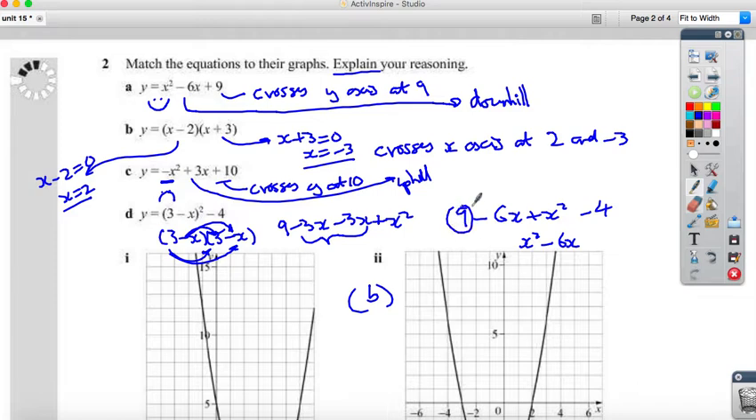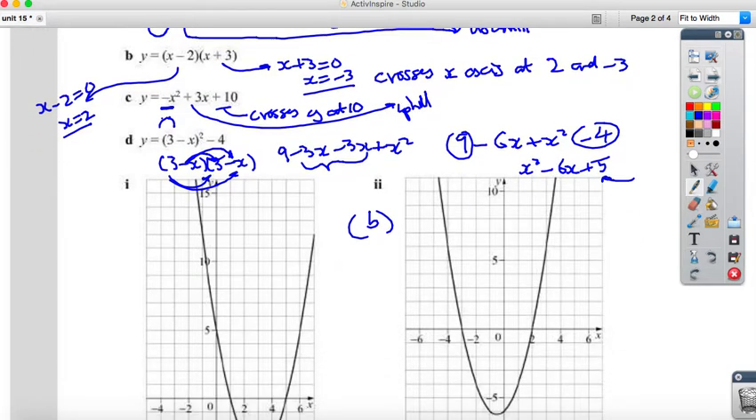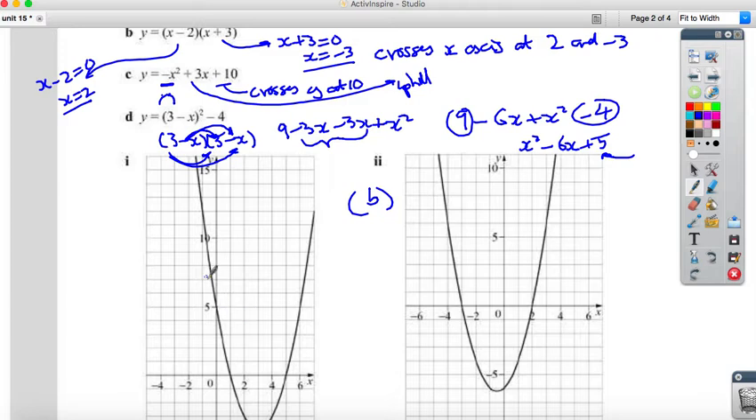And then we're going to group the 9 and the minus 4. 9 minus 4 gives you positive 5. So this graph tells me it crosses the y-axis at 5. It's downhill when it crosses it, and it's a happy face. So if we look at this, crosses the y-axis at 5, it's downhill when it crosses, and it's a happy shape, so it's this graph here.